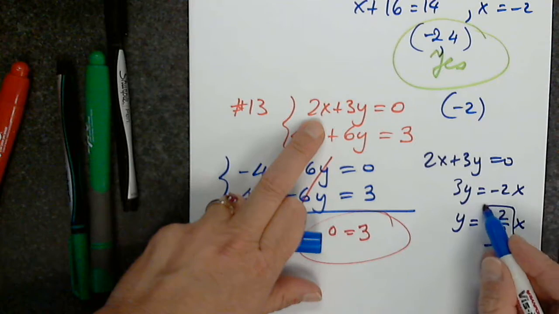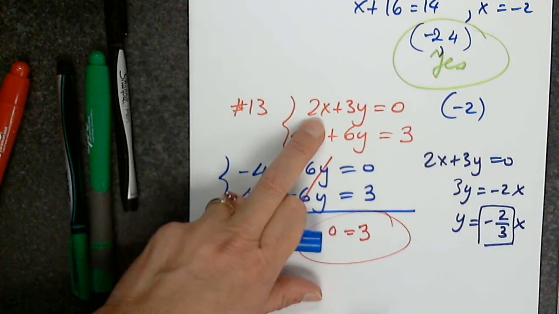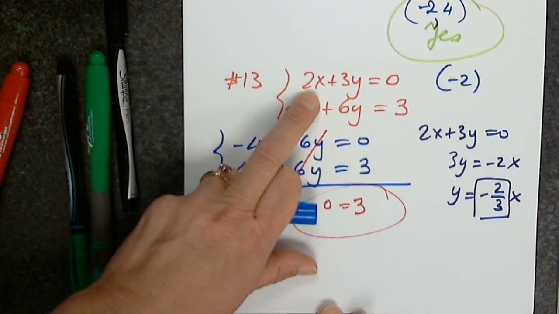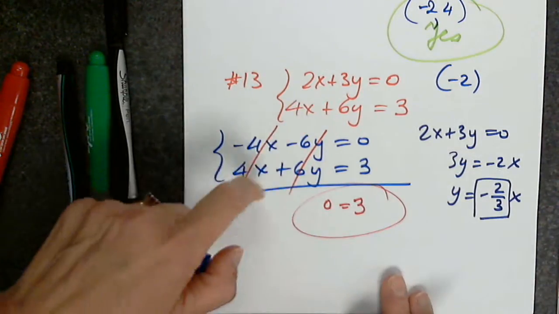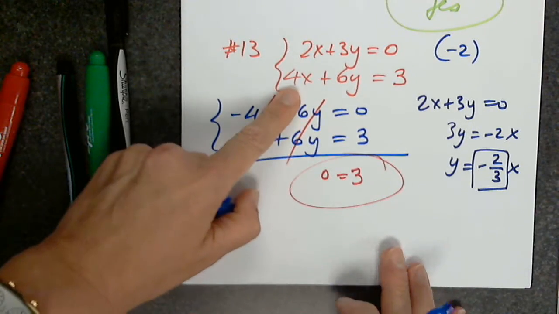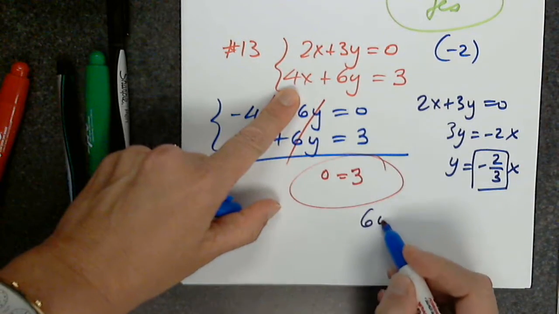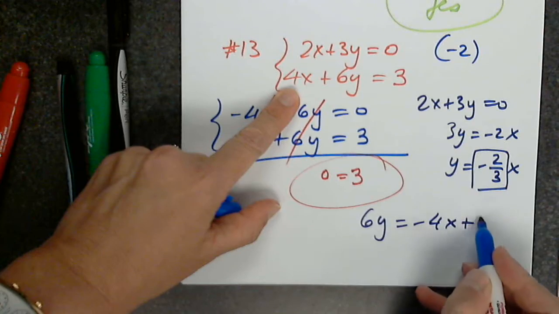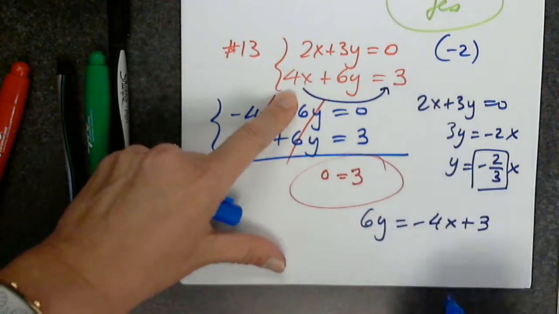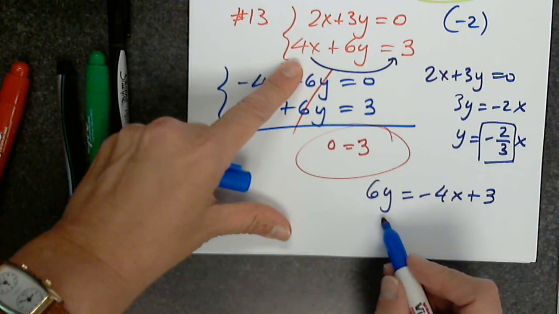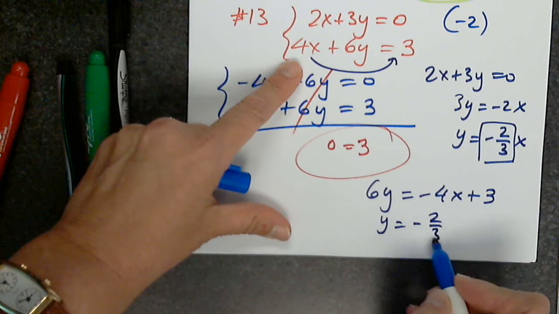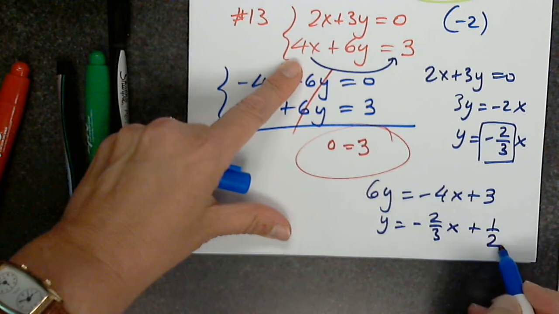What is the slope of the first line? -2/3. Don't say -2/3 x. I'm not saying you did. I'm just saying x has nothing to do with the slope. I'm going to do the same thing for the second one. I'm going to solve for y. 6y equals -4x plus 3, because I have to move x to the other side. I divide by 6. So y equals -2/3 x plus 1/2.